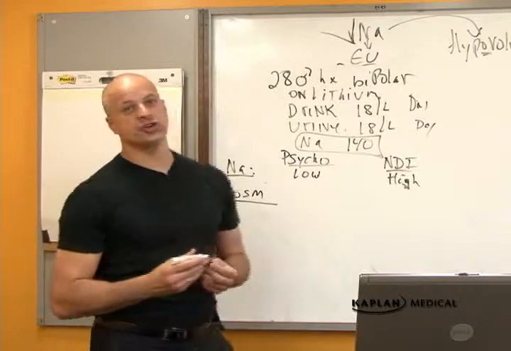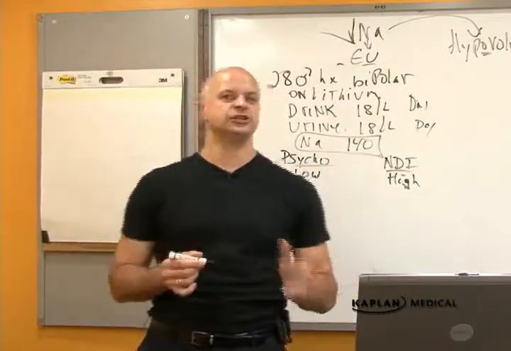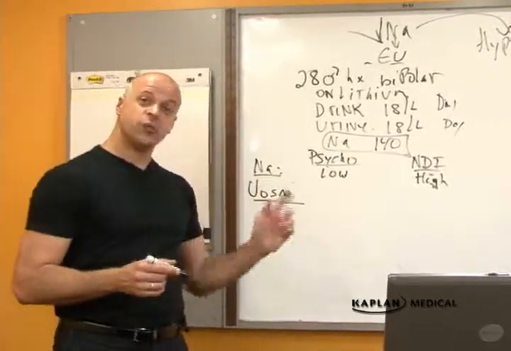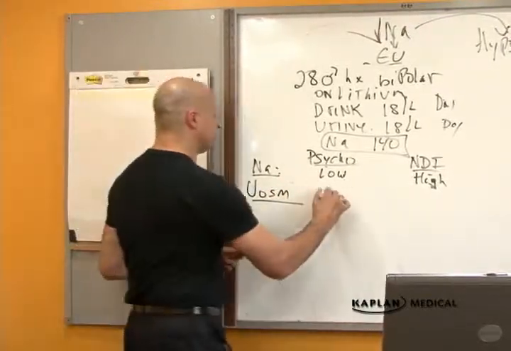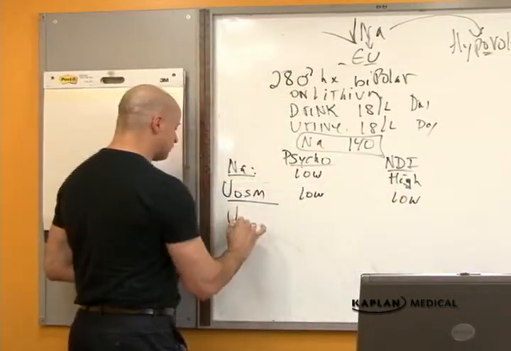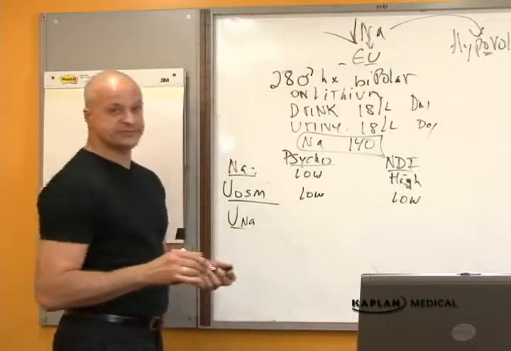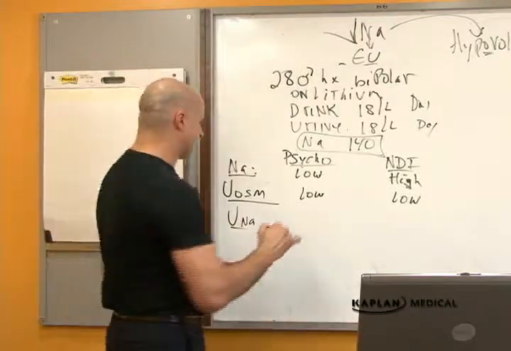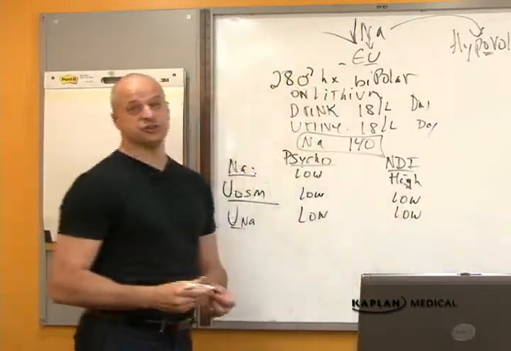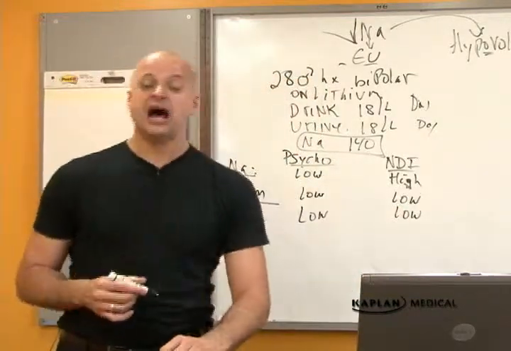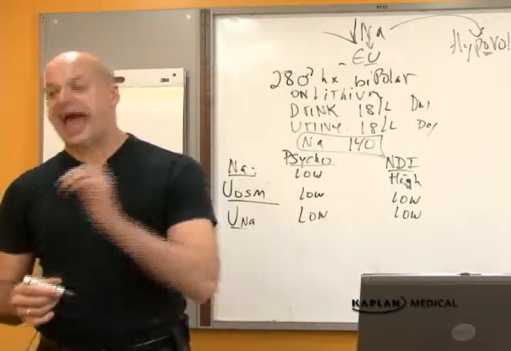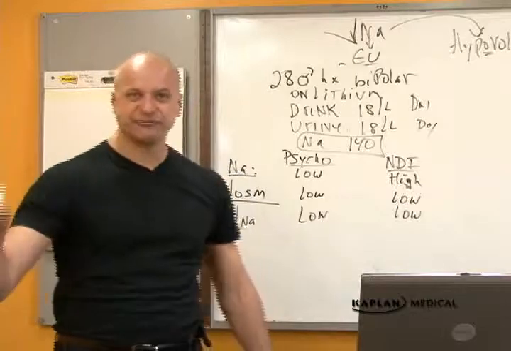Low urine osmolality means a dilute urine, a very watery urine. Which of these will have a low urine osmolality? The answer is both of them. Which of these will have a low urine sodium? The answer is both of them. Matter of fact, if you show me a high volume urine with high osmolality and high sodium, I'll show you a dead person. By definition, high volume urines have to be low osmolality, have to be low sodium.